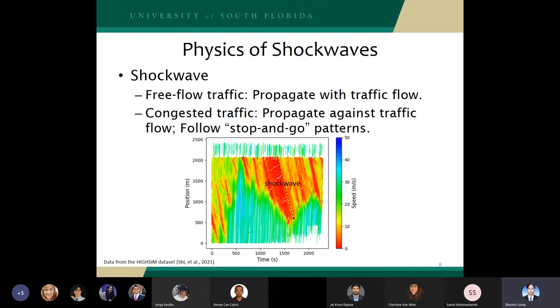Shockwave is a fundamental traffic characteristic. In free-flow traffic, shockwaves propagate with the traffic flow. But in congested traffic, shockwaves propagate against the traffic flow and follow stop-and-go patterns. Incorporating the physics of shockwaves into the learning-based model is expected to yield better prediction performance.